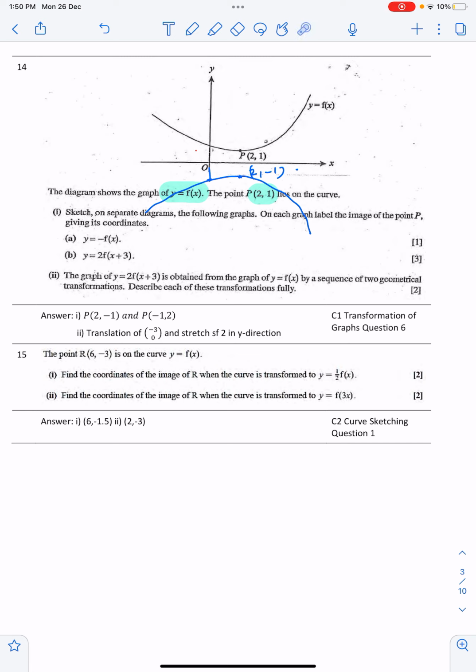Okay, and then in the next graph we are supposed to give it a stretch factor of 2 parallel to the y axis, that means a vertical stretch, and then a translation of the vector negative 3, 0, that means you have to shift it 3 units to the left. Okay. So if I draw this graph, first of all, if I give it a stretch factor of 2, this point, which is 2 comma 1, is going to go on to 2 comma 2. Okay, so this is the graph with the stretch factor 2, which I am drawing right now.